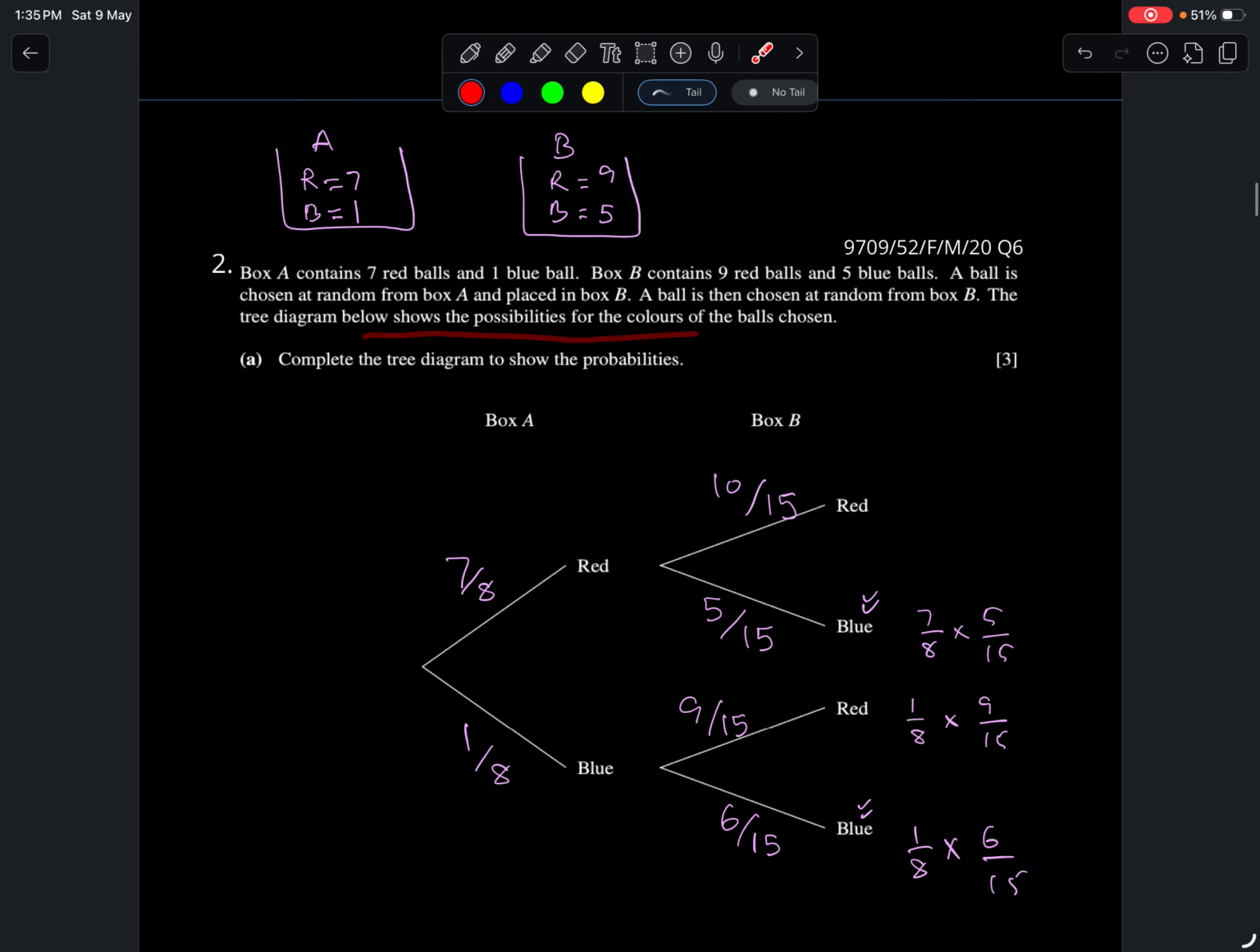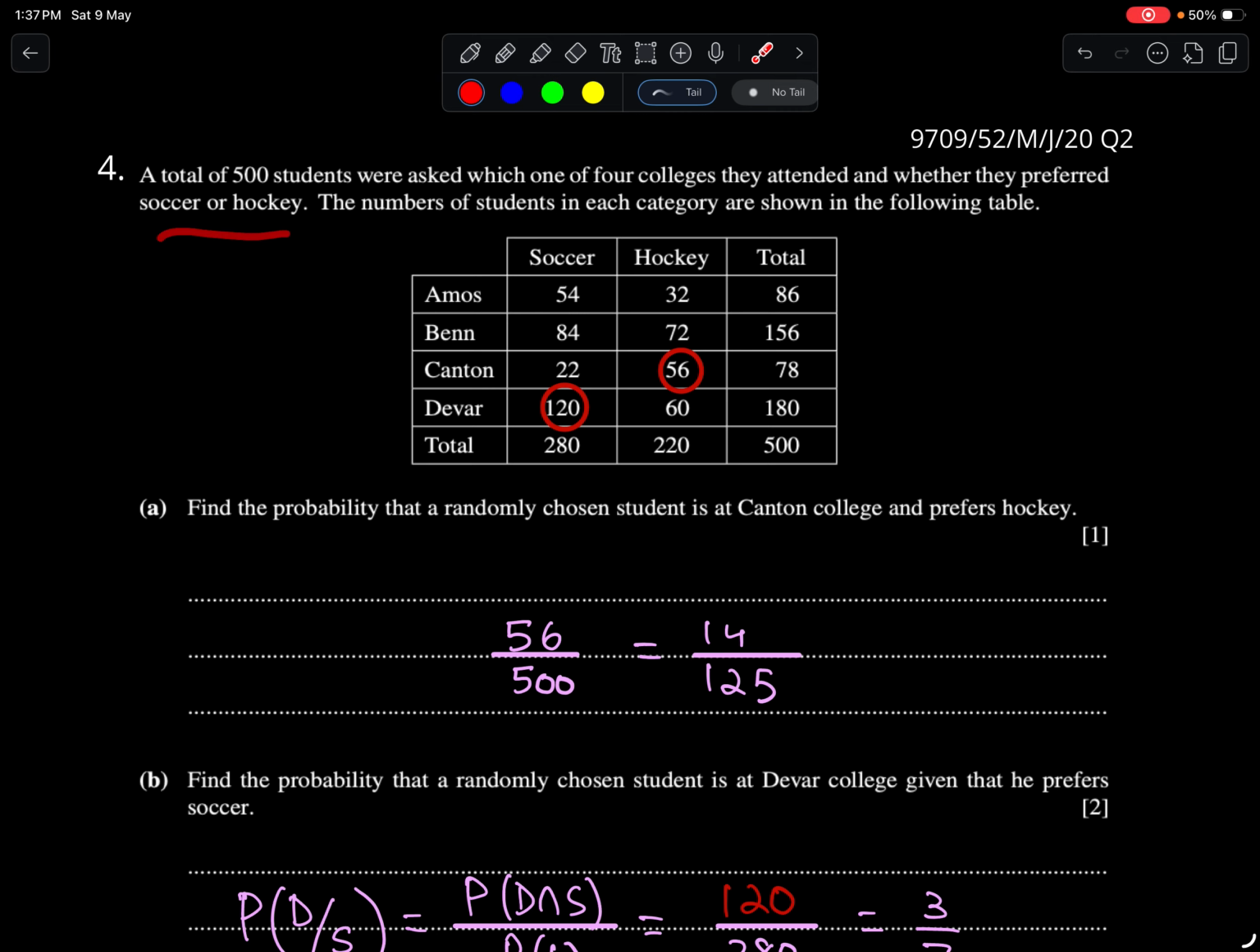Okay, table type questions. A total of 500 students were asked which one of 4 colleges they attended and whether they preferred soccer or hockey. The numbers of students in each category are shown. Okay, these are total altogether 500. Find the probability that a randomly chosen student is at C college and prefers hockey. C and hockey, 56 upon 500.